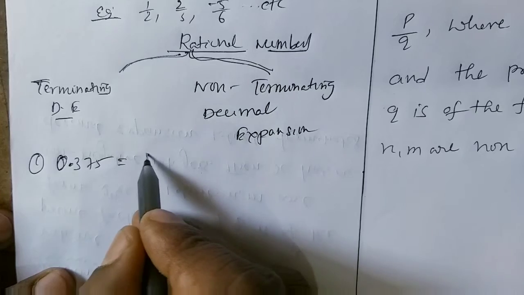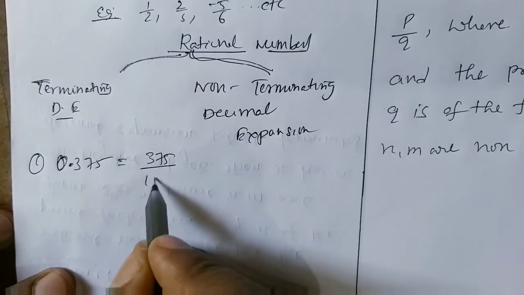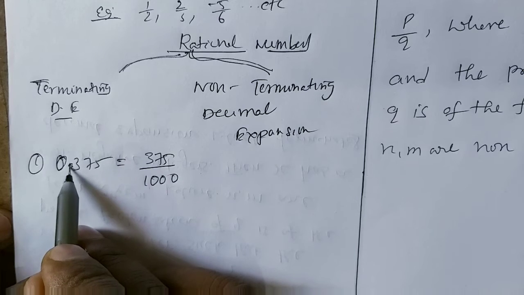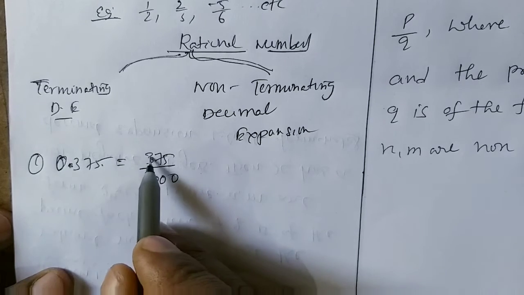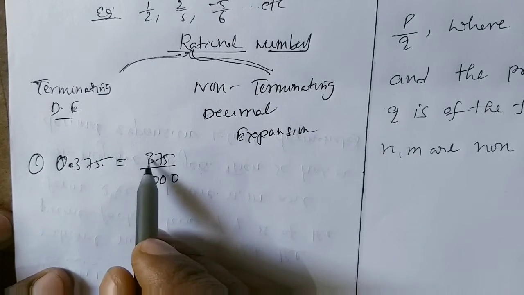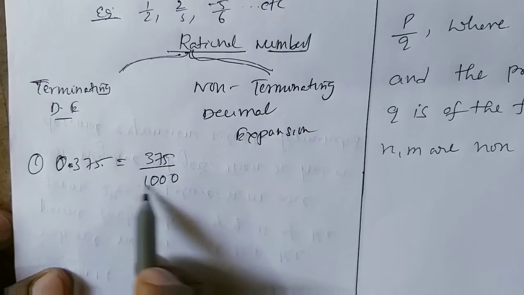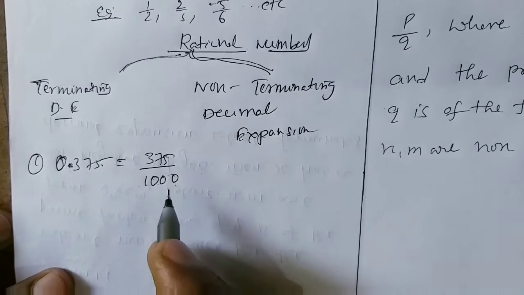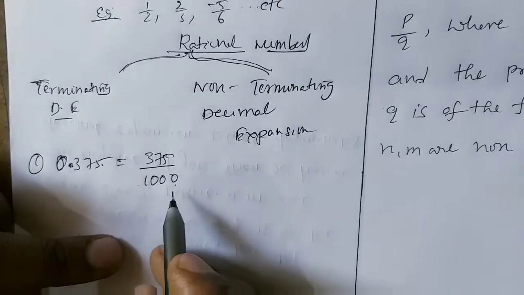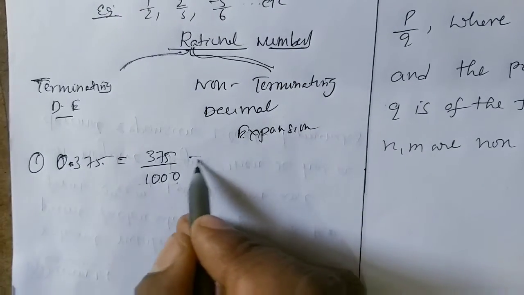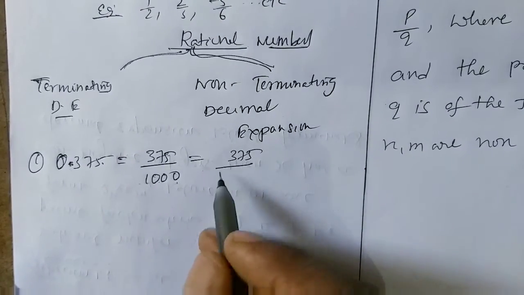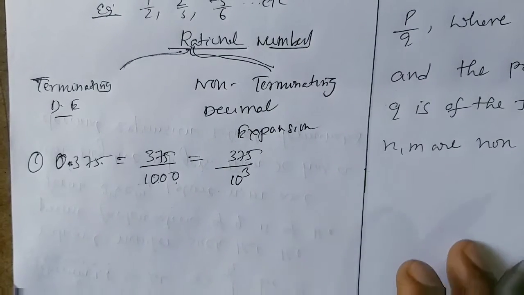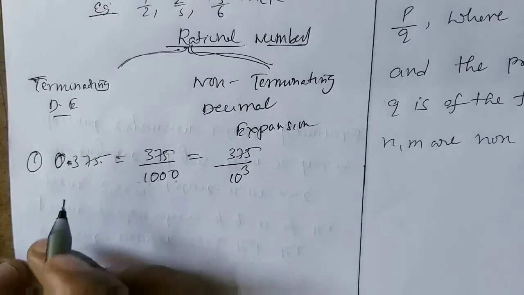We can write it as 375 by 100. Why? Because after the decimal point we have 3 digits. If we remove the decimal point we get 375, and in the denominator we get 3 zeros, since after the decimal point we have 3 digits. So 375 by 1000, which we can write as 375 by 10 cube. Is it right?